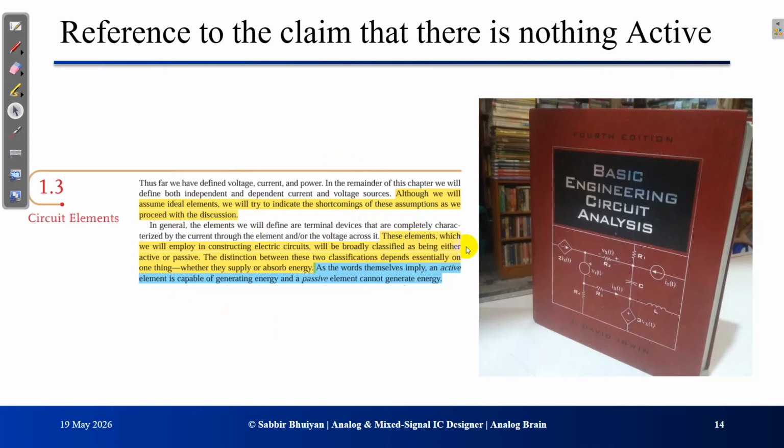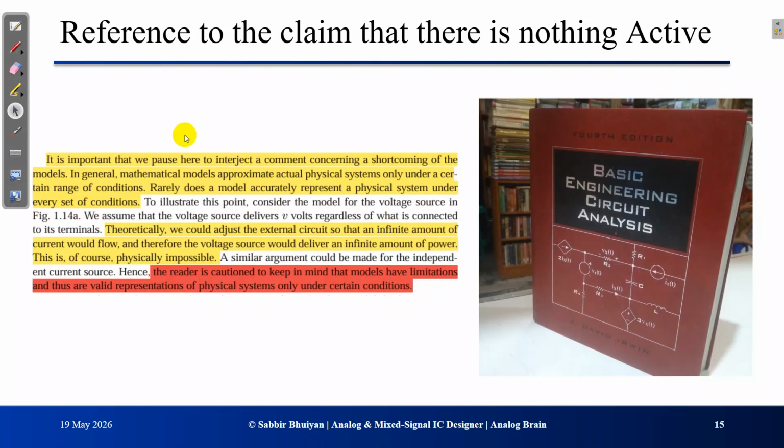These elements which we will employ in constructing electric circuits will be broadly classified as being either active or passive. The distinction between these two classifications depends essentially on only one thing: whether they supply or absorb energy. As the words themselves imply, an active element is capable of generating energy and a passive element cannot generate energy. Okay, clear? Okay, going forward.